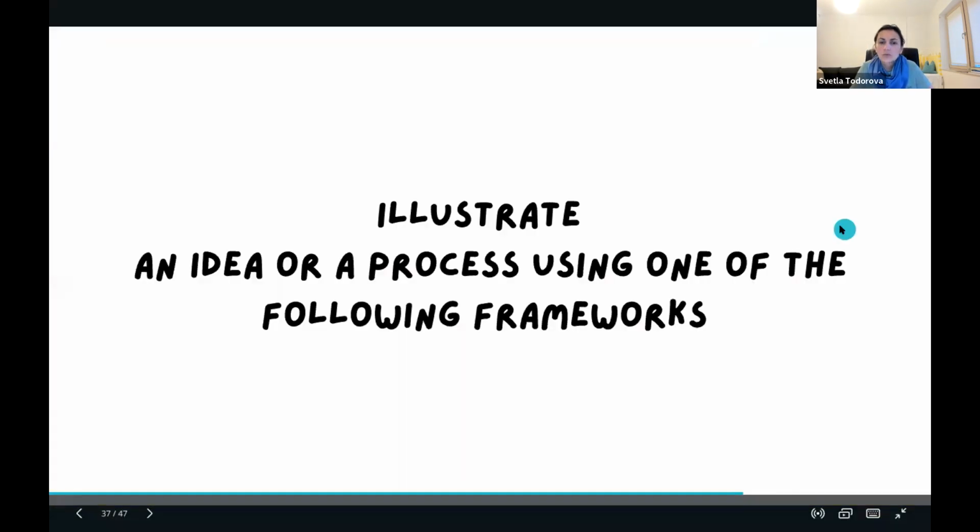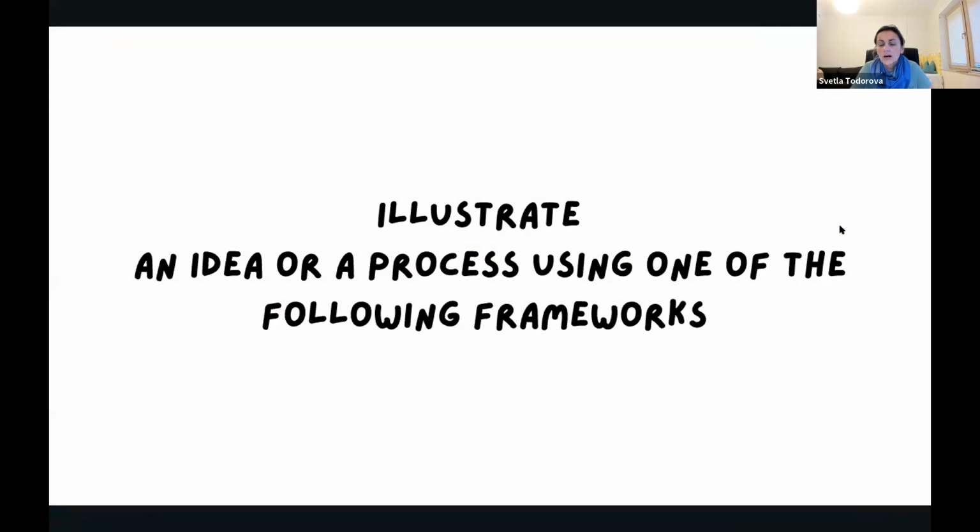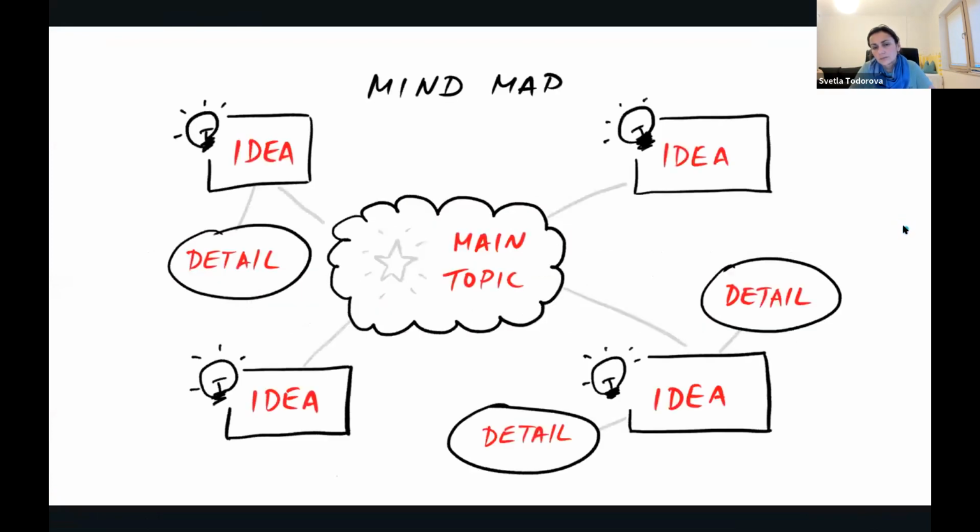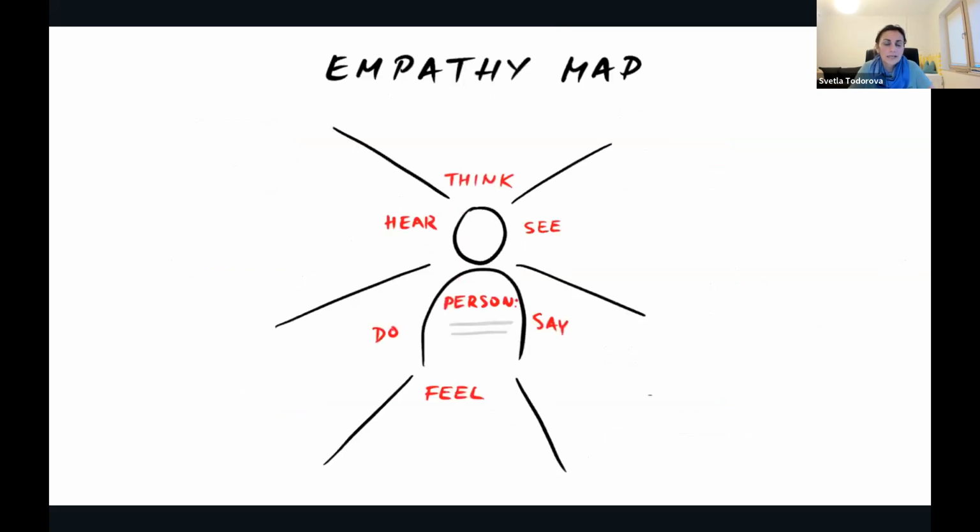The second activity is to illustrate a very specific process using one of the frameworks. We did a similar task with some of you. One of the frameworks we can use is the mind map. It's quite a popular one, and it's also a really visual tool. Another example of similar frameworks is the empathy map. It's one I really like because in any situation where we need to teach something, we can look at this subject through the eyes of a very specific person.